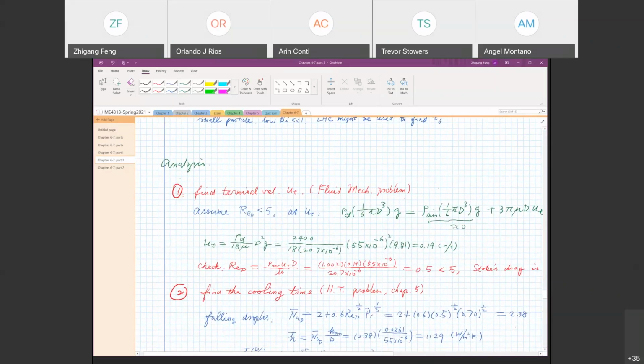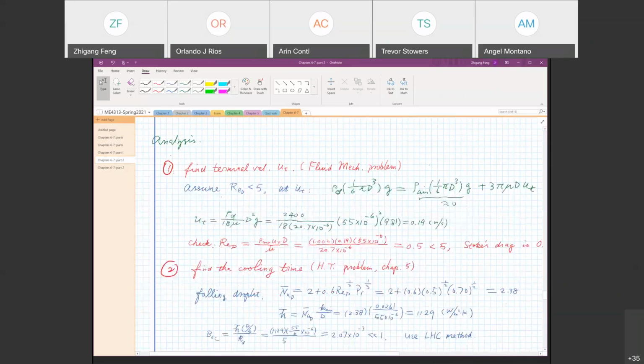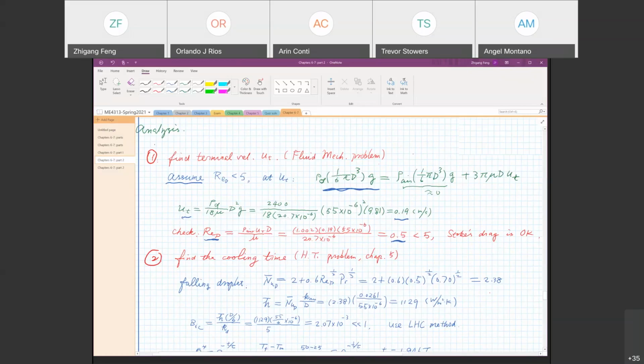So here is what I did. I assumed the Reynolds number is small, so I used the Stokes drag, and the terminal velocity turned out to be 0.19 meter per second. Since I made an assumption, I need to check it by calculating the Reynolds number, which turned out to be 0.5, less than 1. So the Stokes flow assumption is okay. The Stokes drag is fine.